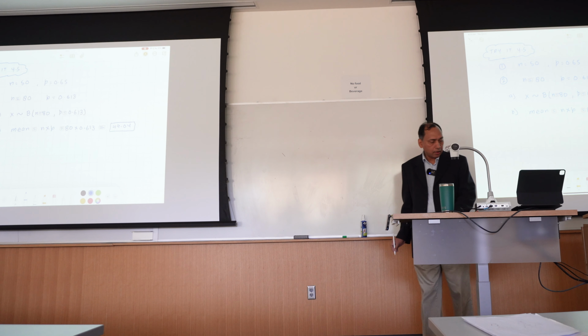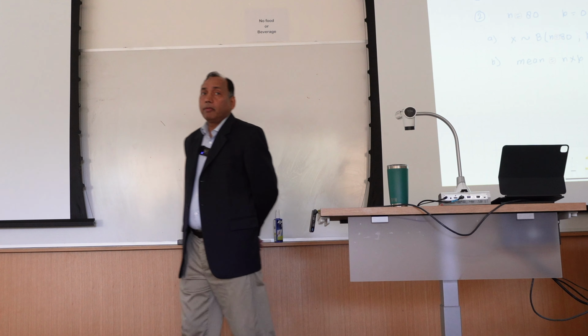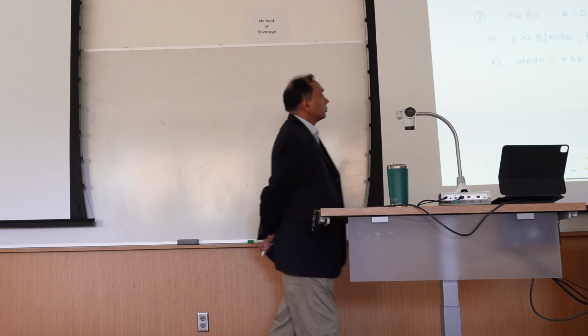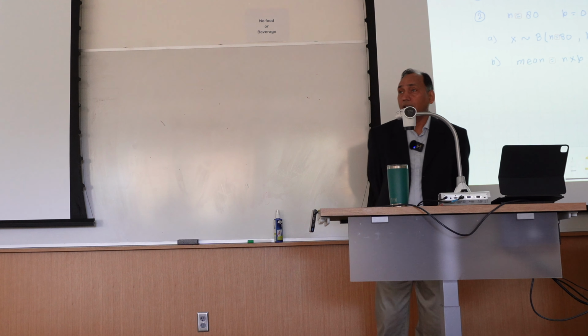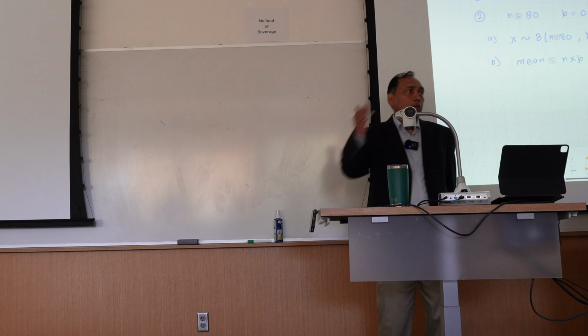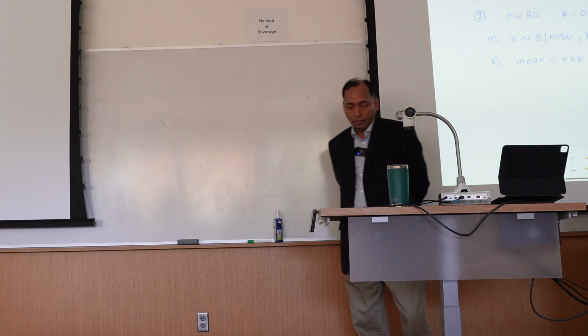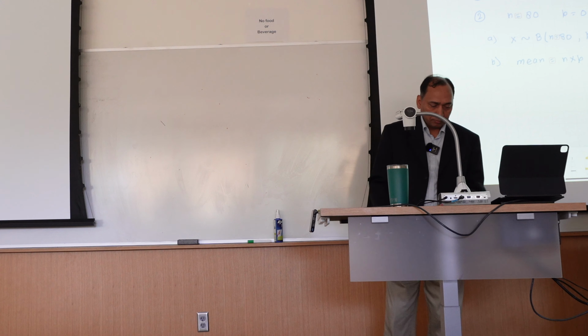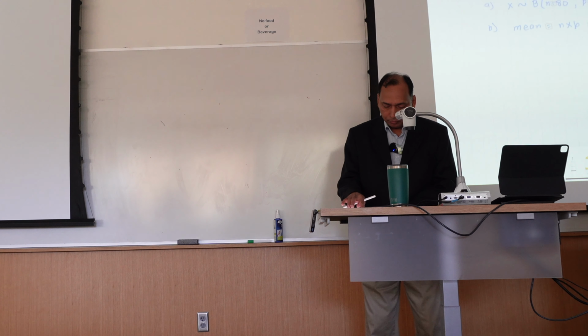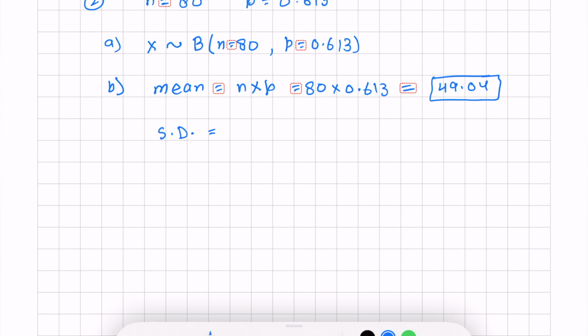Number of shots that scored points. So on an average, 49 shots scored points out of 80. So out of a sample of 80 shots, 49 times this player was successful. And what is the standard deviation? For binomial distribution, it is square root of n times p times 1 minus p. So if you plug in the values, you should get 4.35.